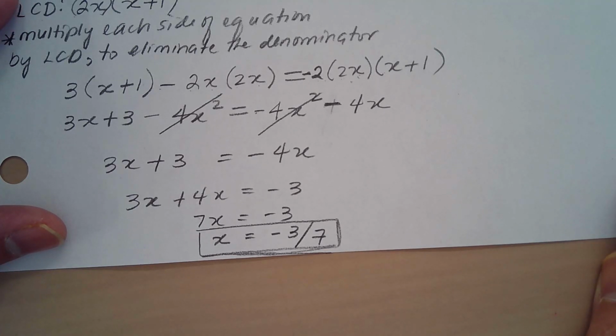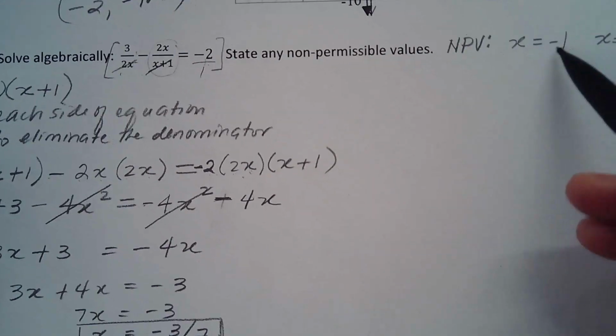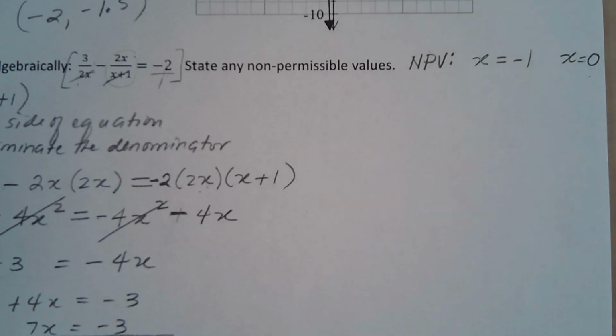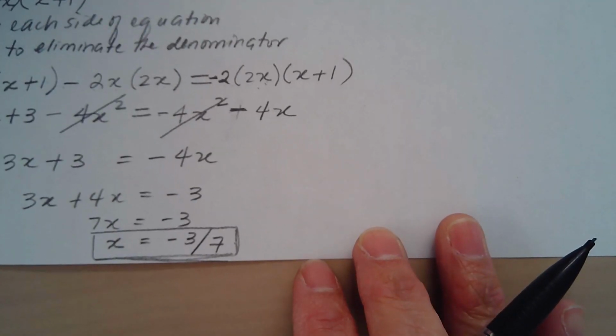Okay, and then this answer is not one of the non-permissible values, so it should be okay. Okay, was that good?